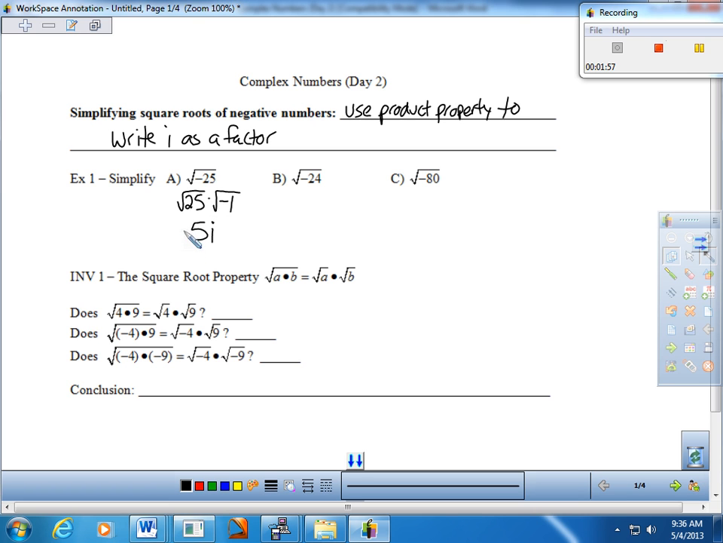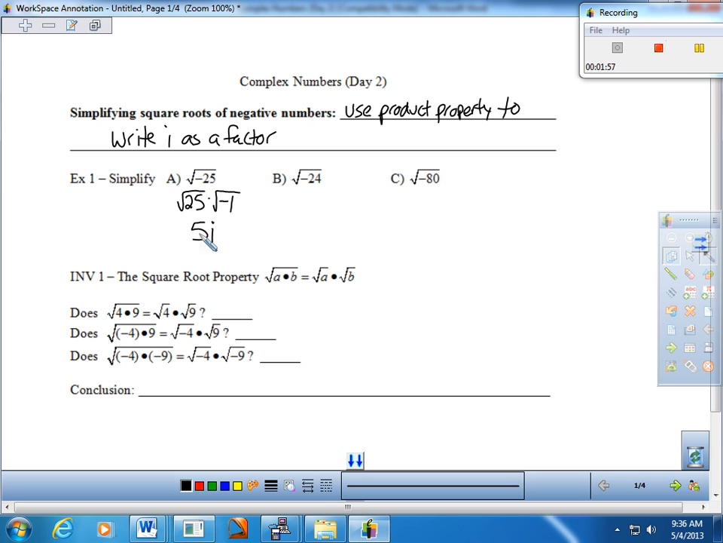Just one note on this. There is no plus or minus in front of this, because I am not undoing a square in an equation. This is one single number, and I represent it as one single number simplified. So just be very clear on that. No plus or minus on these. You'll see the context for doing this in a little bit.